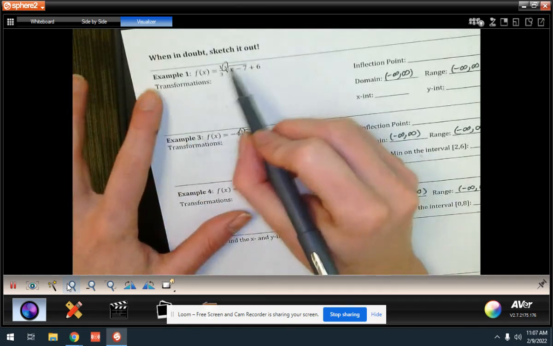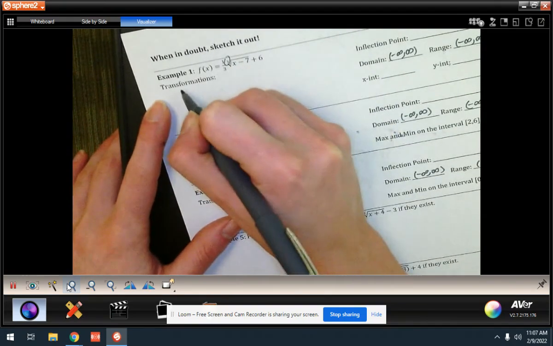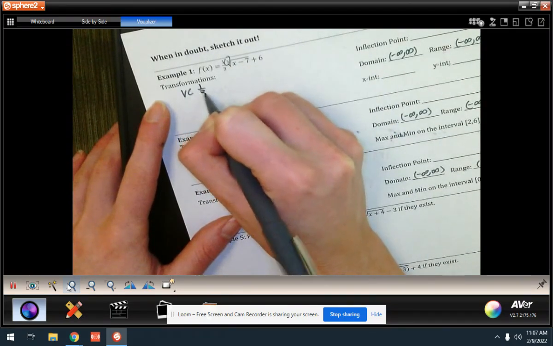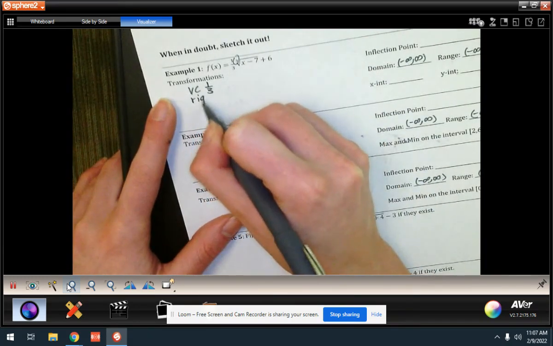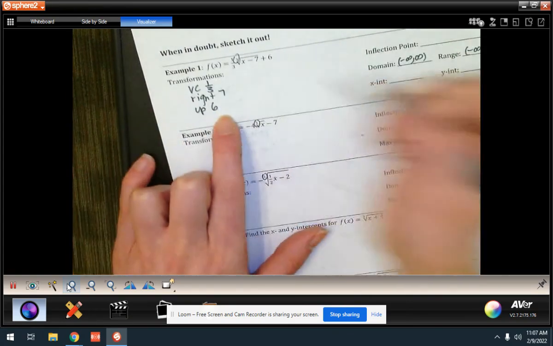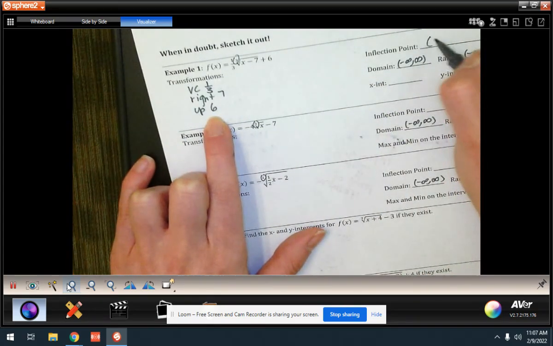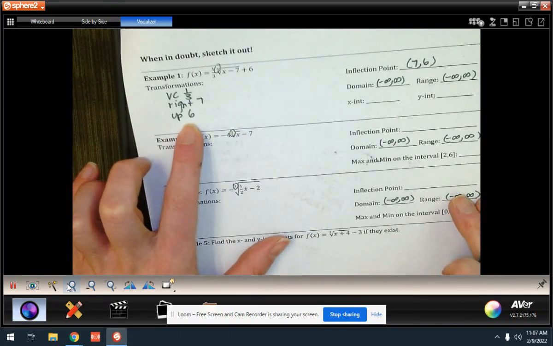Okay, and so if the question asks you to list the transformations, list them in order, starting with this vertical compression by 1/3, and then right 7, up 6. And so right 7, up 6 puts our inflection point at 7, 6.